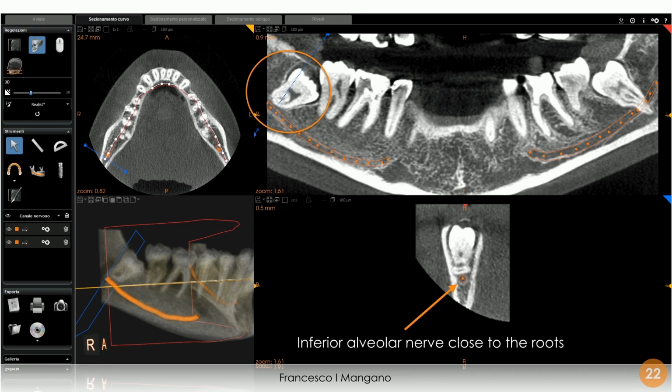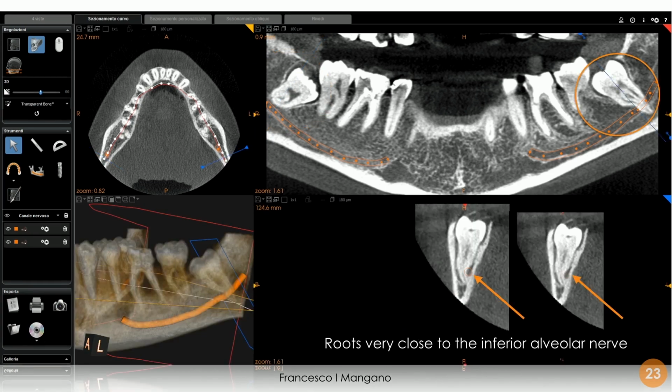And as we can see here, there is a very close relationship between the inferior alveolar nerve and the roots of this tooth. So the strategy and the way we approach the tooth during the surgical act, during the intervention, change as the position of the tooth and the relationship between the roots of the tooth and the inferior alveolar nerve change. So we need to adapt to the different anatomical situation.